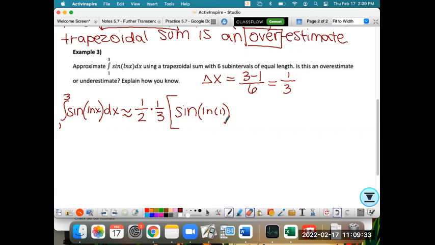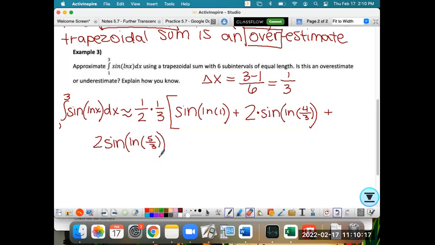Then all the other heights before we get to the end are gonna be used twice. One with each trapezoid on either side of it, right? So plus 2 sine of 1 and 1/3, or 4/3. So 2 times sine of ln of 4/3. What I like to do is just literally add 1/3 to each of those x values. And then you can simplify as you go if you want. So like the next one, that would be 2 sine of ln of 5/3.